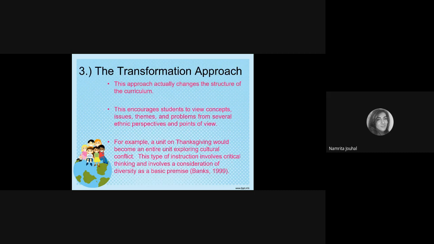So the transformation approach changes the structure of the curriculum. That means you have a standard traditional culture in the school curriculum, but now you encourage the viewpoints, themes, or different issues that ethnic groups have from their perspective or point of view, and we change how we are doing things. For example, a unit on Thanksgiving would become an entire unit exploring cultural conflict. This type of instruction involves critical thinking and considers diversity as a basic premise.